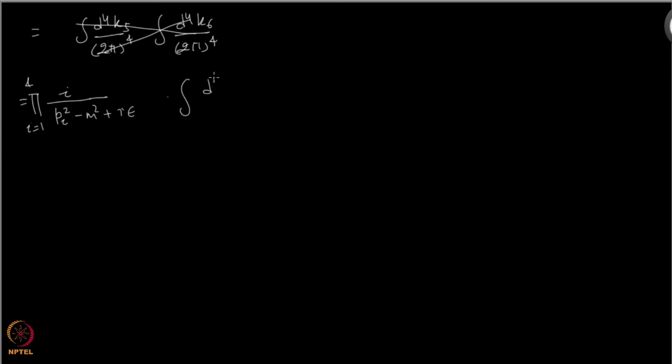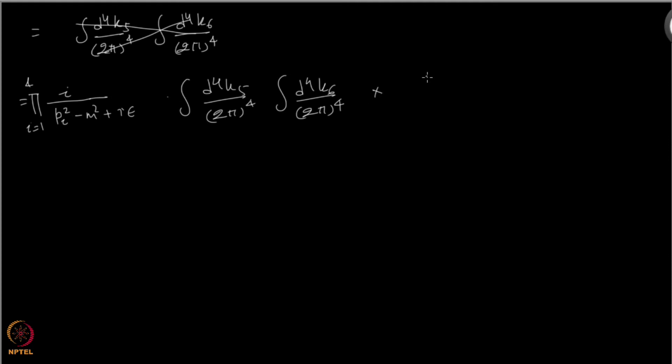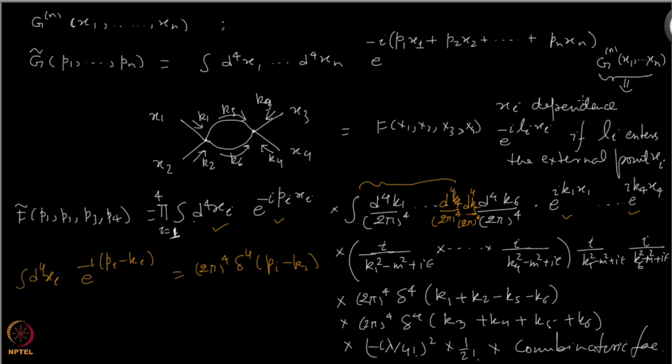Then you have integral d^4k5 over (2π)^4, integral d^4k6 over (2π)^4, and then what else we have? We have these two propagators. So I write i over k5 square minus m square plus i epsilon, i over k6 square minus m square plus i epsilon. That is fine, these two are gone. And then we have these Dirac delta functions, okay, and all these factors.